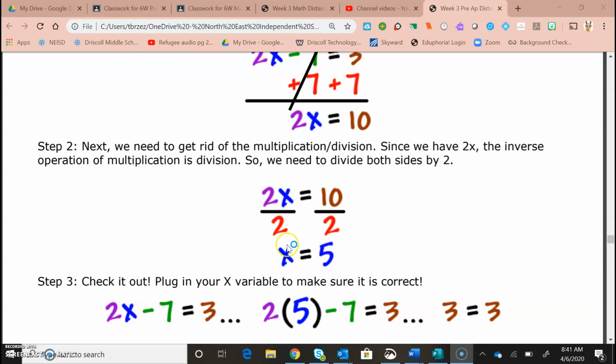Since we know that x equals 5, we're just going to plug it in. So 2 times 5 minus 7 equals 3. We know that 2 times 5 is 10, and 10 minus 7 is 3. So that is correct. 3 does equal 3.